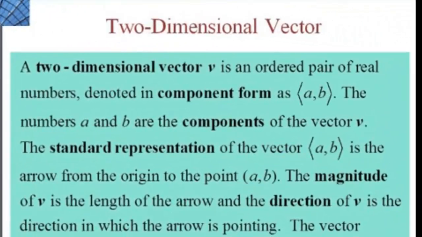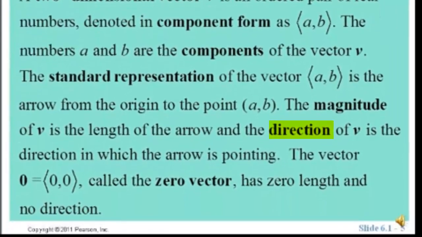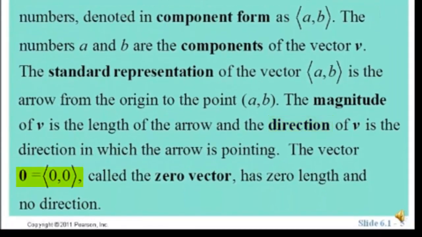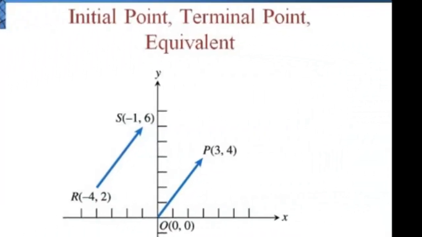A two-dimensional vector is an ordered pair of real numbers, and you write it with the triangular brackets <a, b>. a and b are the components of it, and it goes from the origin to the point (a, b). The magnitude is the length of the arrow, and the direction of v is the direction in which the arrow is pointing. The vector <0, 0>, which goes from (0, 0) to (0, 0), is called the zero vector, which has zero length and no direction. We represent the vector as starting at point (0, 0) and going to a point just to make it easy on ourselves mathematically.